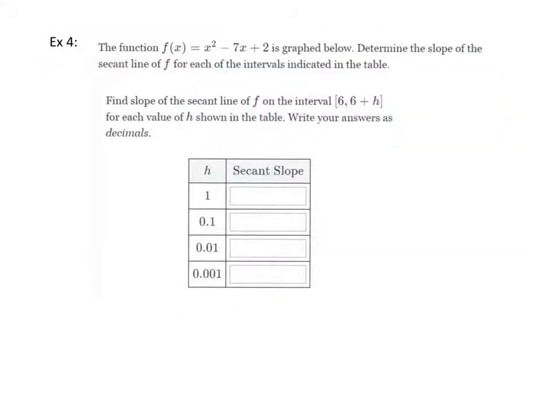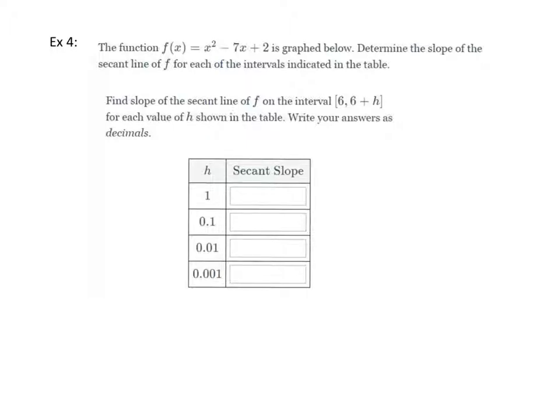All right, so this is mainly to help my students who will be doing some Delta Math problems. This is like one of the modules, and I just want to show how you would do this. So you have a function f of x, and we need to determine the slopes of the secant lines of f for each of the intervals indicated in the table. And it says find the slope of the secant lines of f on the interval 6 to 6 plus h, where h is changing in the table.